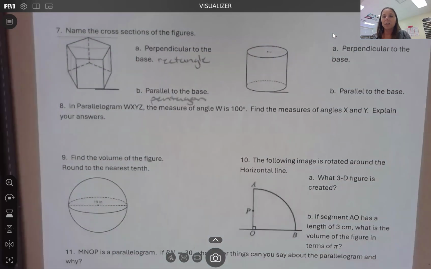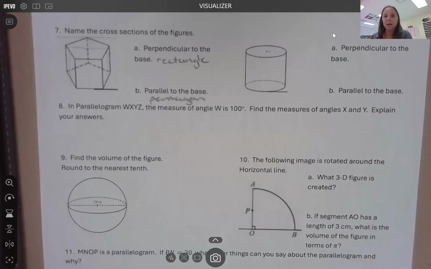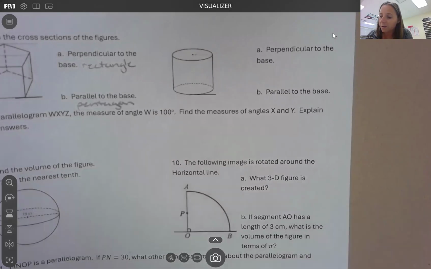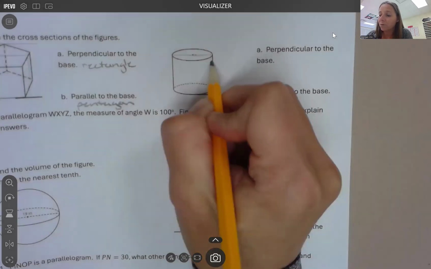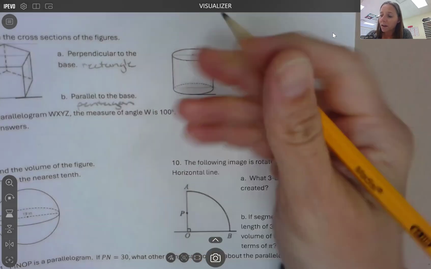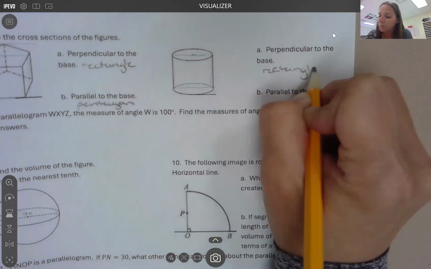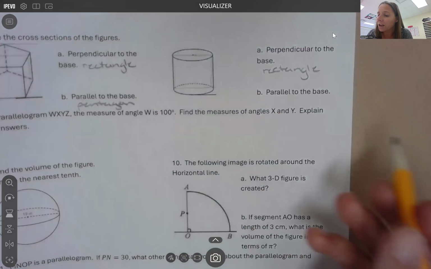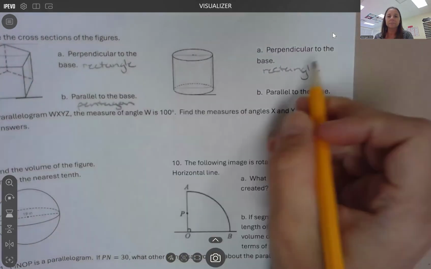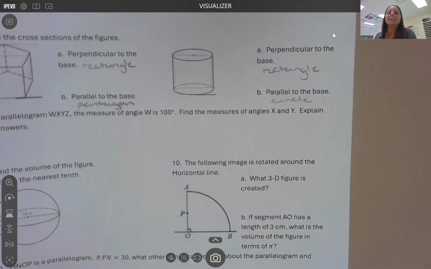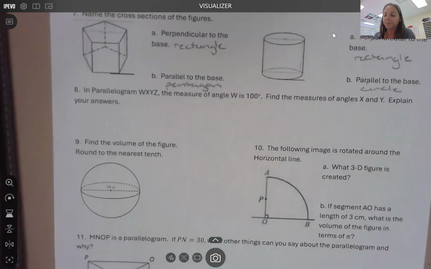All right, now this one over here, when I'm looking at the cylinder perpendicular to the base, if I cut it this way, cut it in half, I'm going to be looking at a rectangle again. And then parallel to the base, if I just chop the top off here, I'm going to be looking at a circle. All right, so make sure you can visualize and see the cross sections.